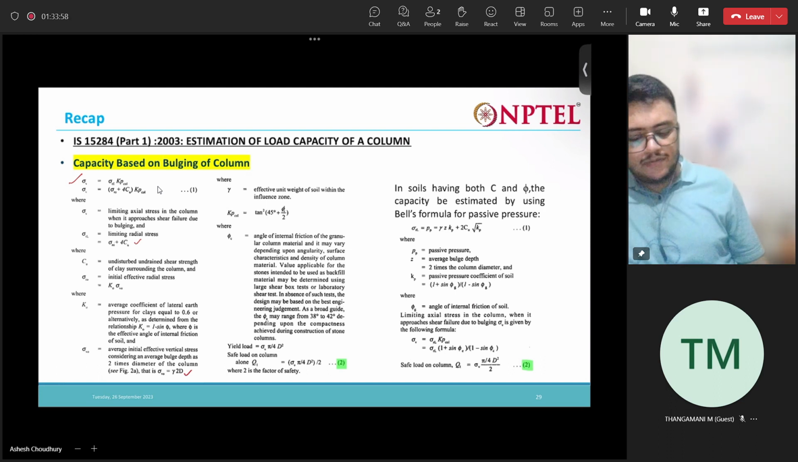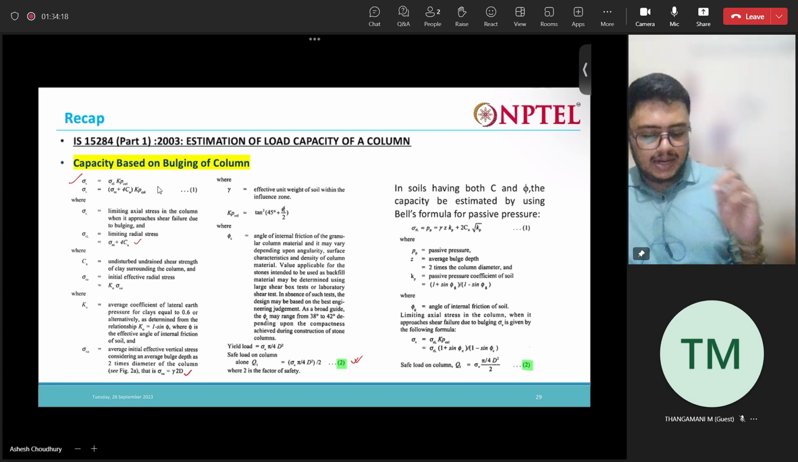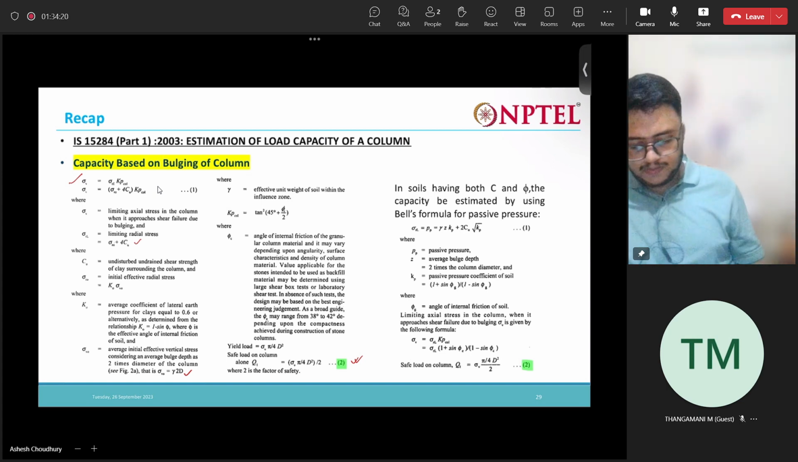After we get sigma v, we can determine the safe load on the column, q1. So q1 is equal to sigma v times the area of the column, which is pi by 4 times D square. Remember, D is the diameter of the stone column.